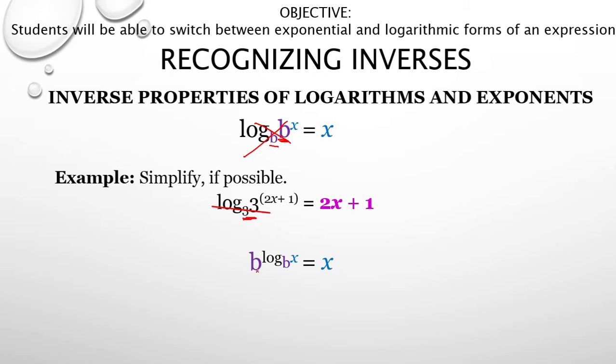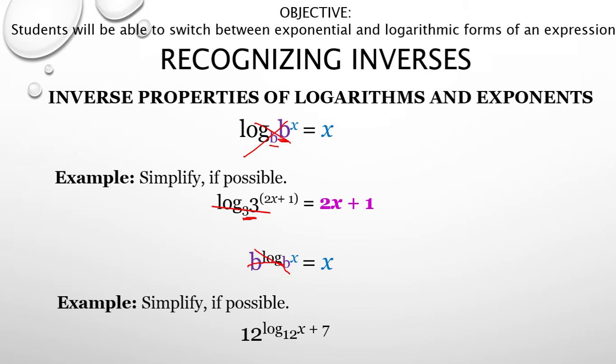Same thing this way. If we have b as a base, and then the exponent is log base b of x, these two will cross out again, and we should have x as the answer. For example, we have 12, and all of this right here, even though it might not look it to you, is also the exponent for the big 12 on the bottom. So if that says 12 and this says 12, we cross this out and we are left with x plus 7 as the final answer.